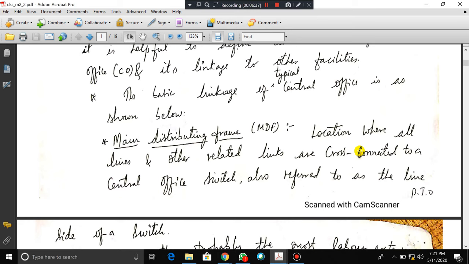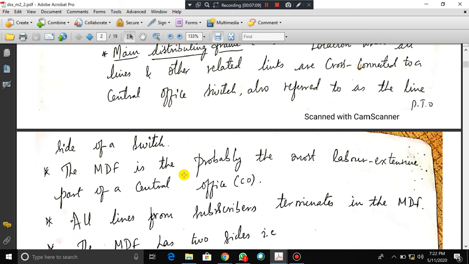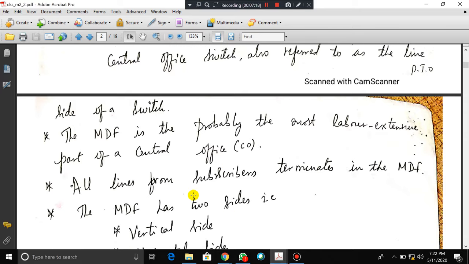From the basics of digital switching systems, we know what a switch is. If you want to make a connection from transmitter to receiver, we need to use a switch. Only then can we connect the call from person A to person B. So remember, the main distribution frame is a place where all the lines and other related links are cross connected to the central office, also referred to as the line side of the switch. It is probably the most labor intensive part of the central office, and all the lines from the subscriber terminate in the main distribution frame.